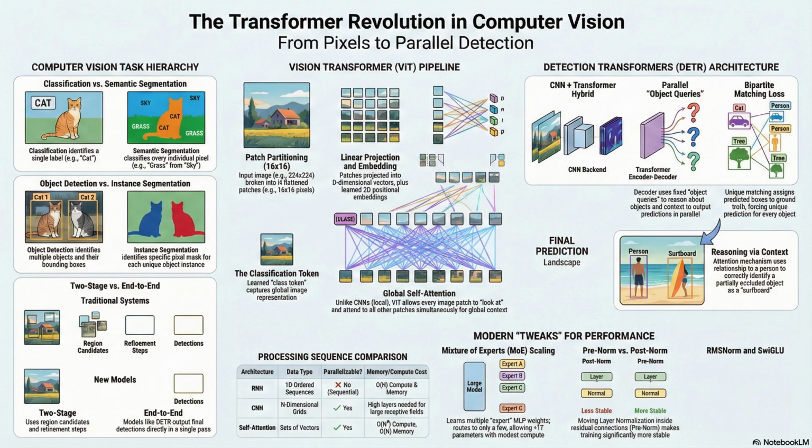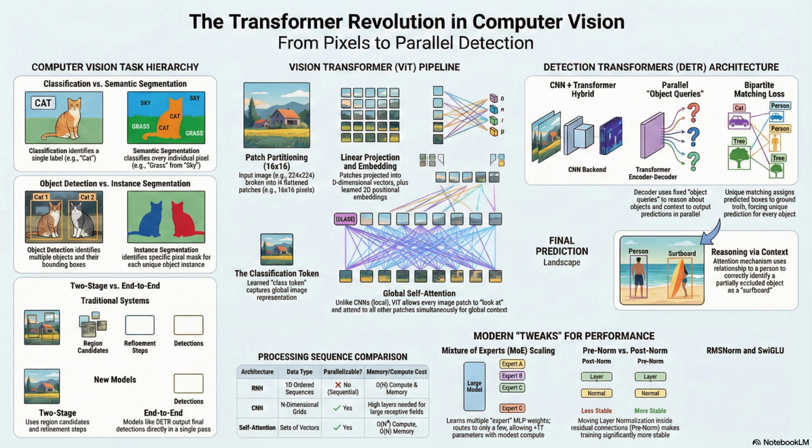So it's delegation. Yes. Maybe for a patch of fur, it activates the texture expert and the color expert. For a patch of sky, it activates the gradient expert. You have a huge brain, but you only use a tiny percentage of it for any specific thought. So you get the smarts of a giant model with the speed of a small one. Precisely. The Stanford slides mention that almost all the state-of-the-art models today are using this MOE architecture. It's the only way to scale up economically.